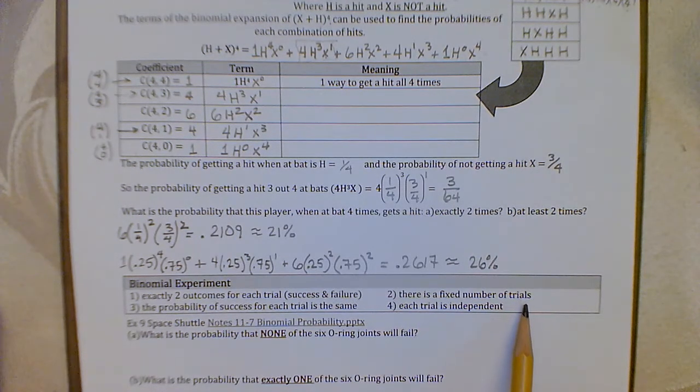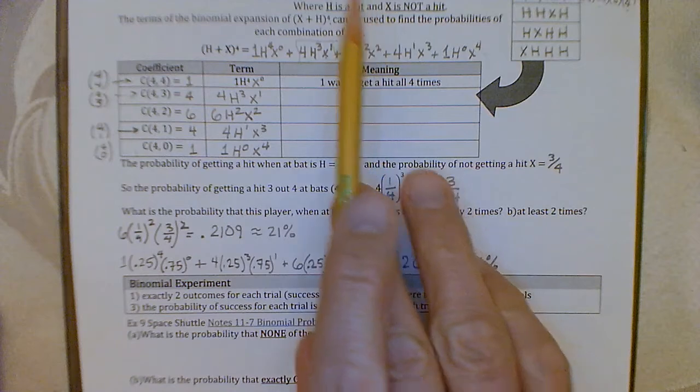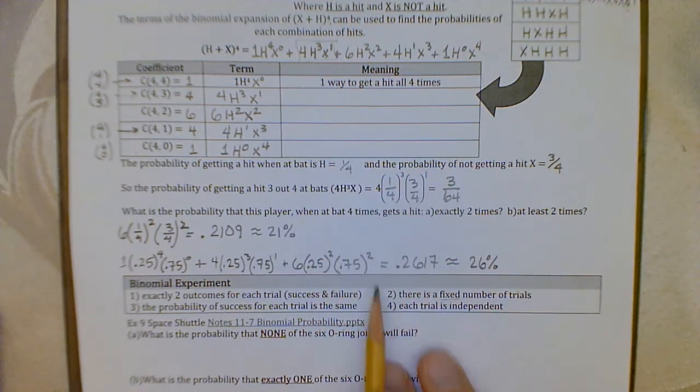All right, there's a fixed number of trials. So he has 4 at-bats, period. It's not, oh, he's going to keep going up to bat until he gets a hit, because then we don't know how many at-bats he would have. So it has to be a fixed number of trials. The probability of success each time has to be the same. You can't decrease or increase that probability as time goes on. So we've got to think of his batting average up there as a long-term event.